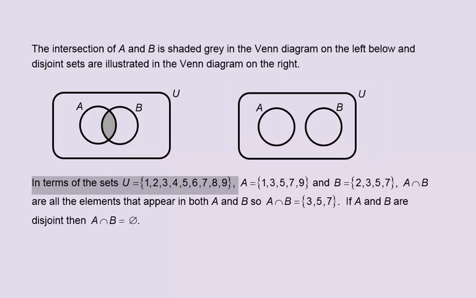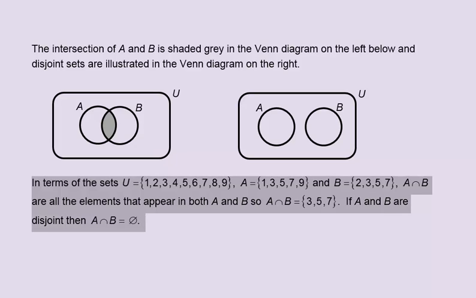In terms of the sets U = {1, 2, 3, 4, 5, 6, 7, 8, 9}, A = {1, 3, 5, 7, 9}, and B = {2, 3, 5, 7}, A ∩ B are all the elements that appear in both A and B. So, A ∩ B = {3, 5, 7}. If A and B are disjoint, then A ∩ B equals the empty set.